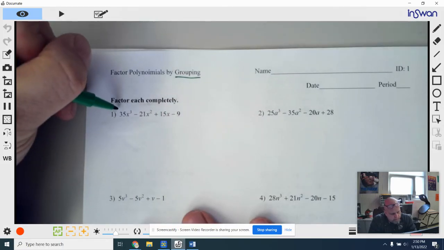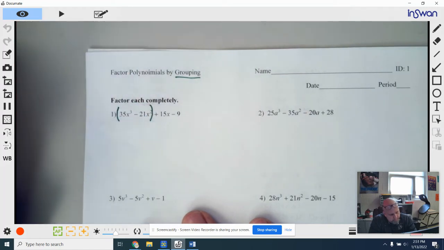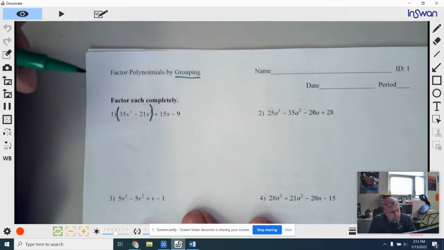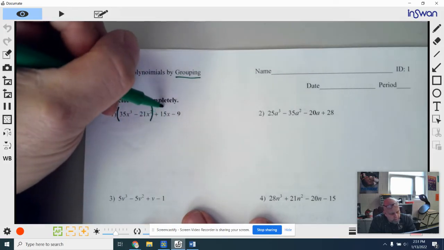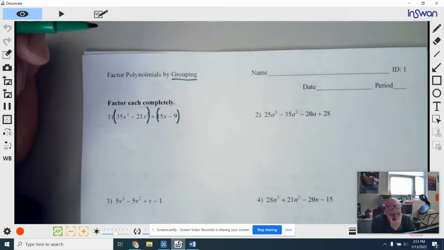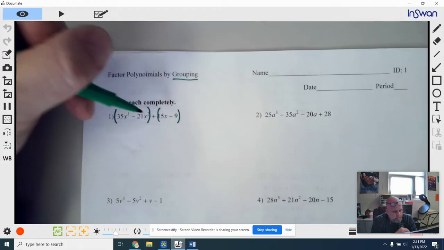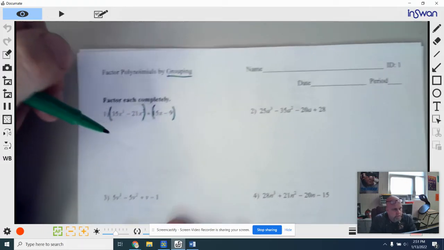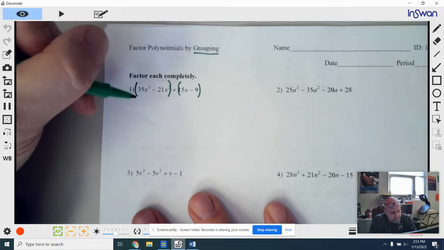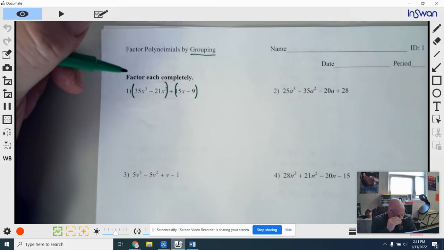Then what you're going to do next is place parentheses. We're going to place parentheses around the first and the second term. We're also going to place parentheses around the third and the fourth terms as well. Notice I keep that sign outside of the parentheses, and we're going to see how that affects it in a minute. So, 35x cubed minus 21x squared.